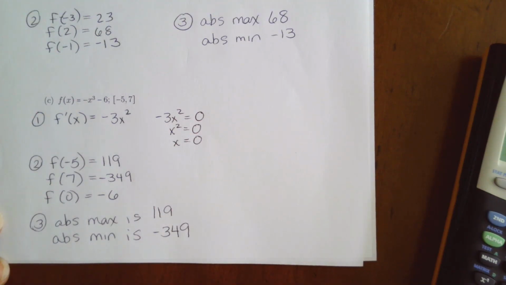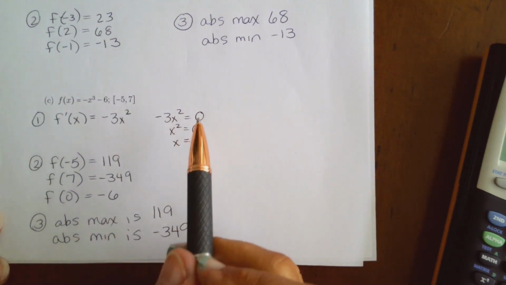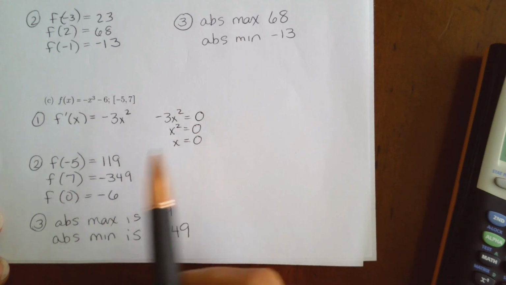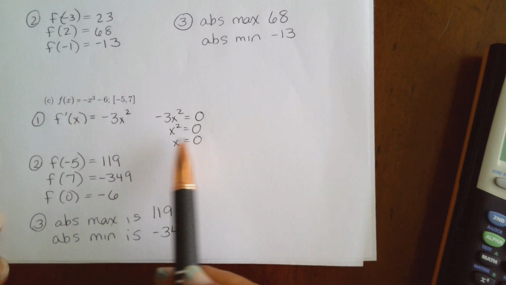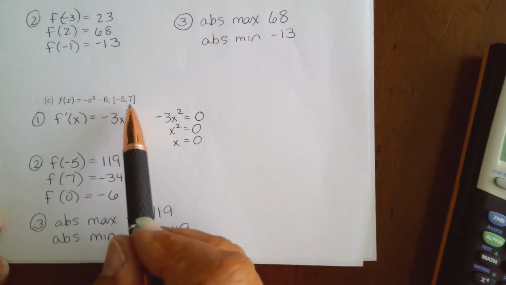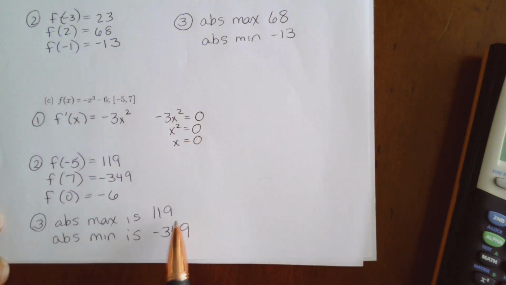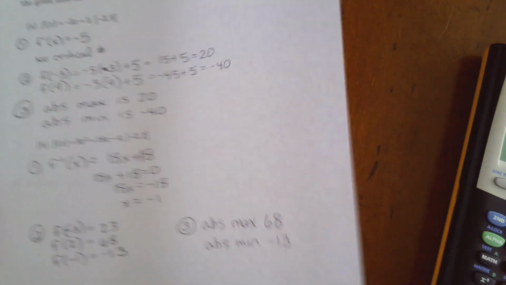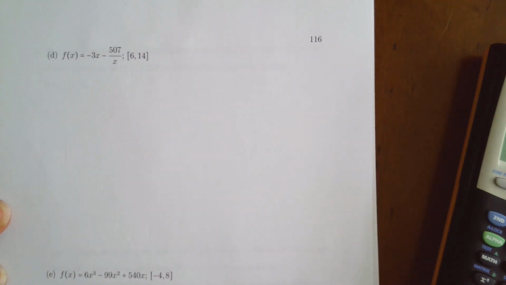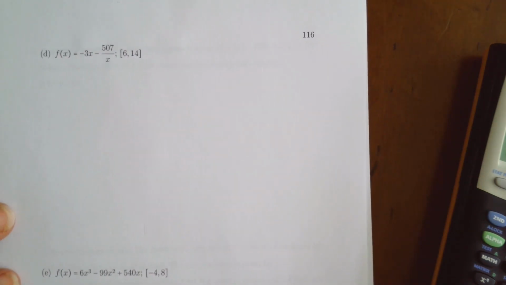Okay? So again, derivative, find the critical numbers, find the function values of the endpoints, find the function value of any critical number as long as it's in that interval, and then pick out your largest and your smallest numbers. Okay? All right. Getting a little bit tougher on these derivatives now, so let's look at part D.